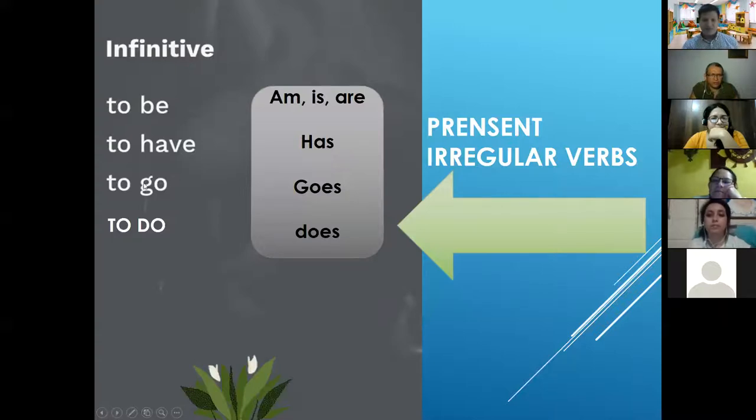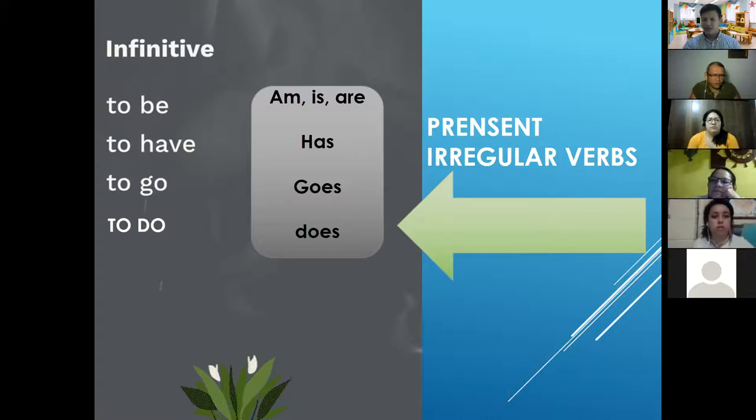Okay, very good. Then we have go and goes. He goes to school. And then we have do. Focus on this one. With do, we get a lot of ways to use it. Tenemos muchas formas de utilizarlo. Do, como verbo, se pone does.